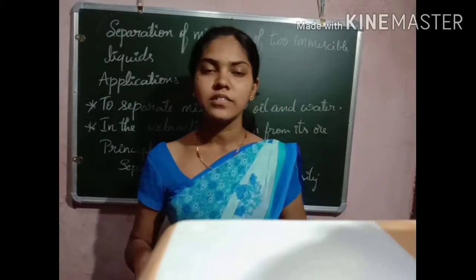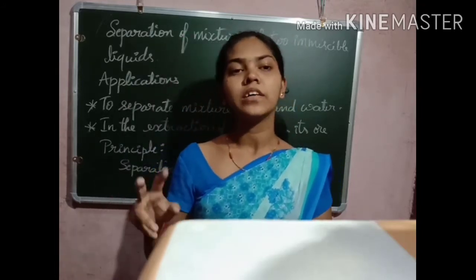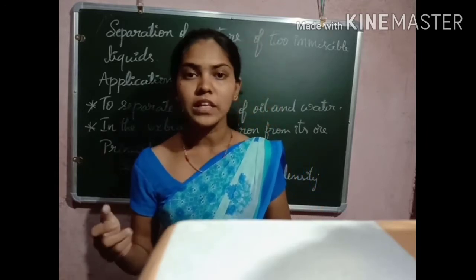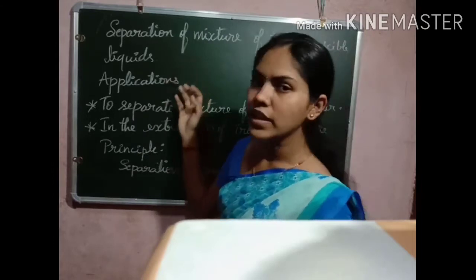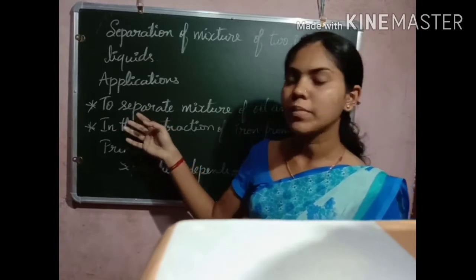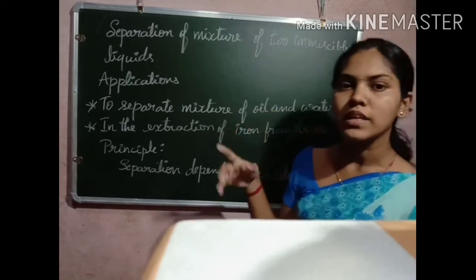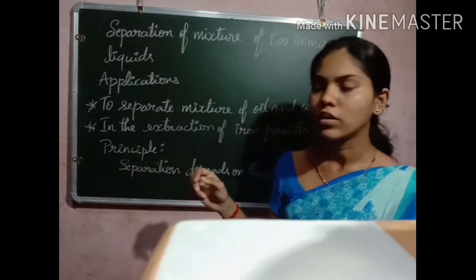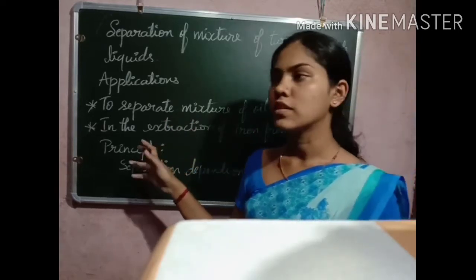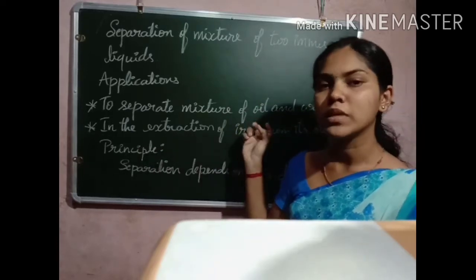In this activity you have seen that they separated the two immiscible liquids using the separation method. Here, what are the applications of separating immiscible liquids? It is used to separate the mixture of oil and water, such as kerosene with oil and all. And it is used in the extraction of iron from its ore.